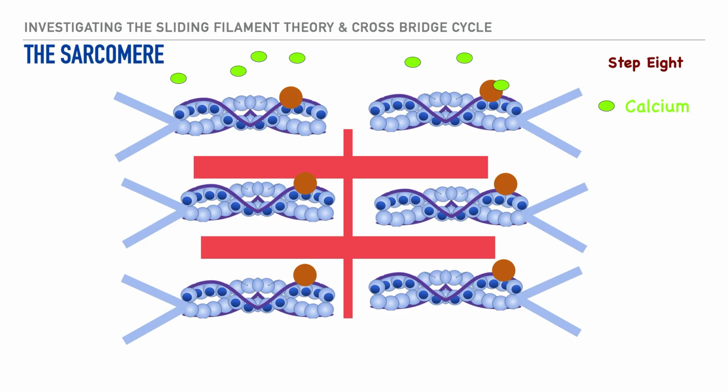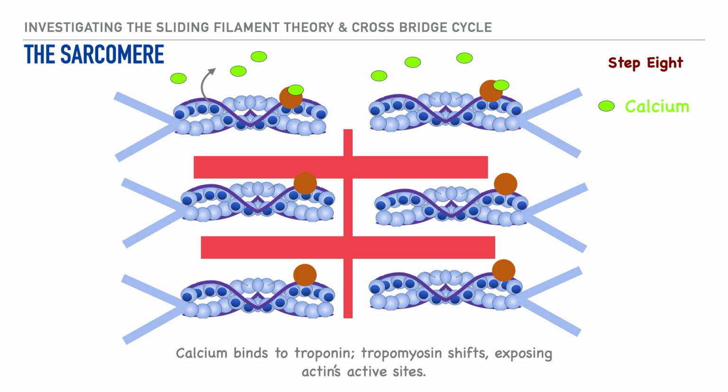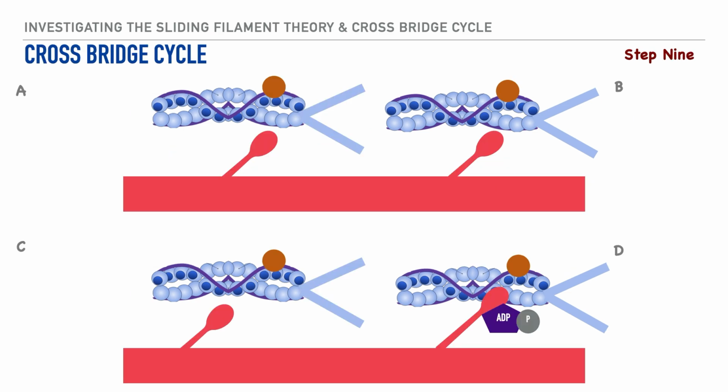So now that we have our sarcomere labeled, let's resume our process. With the release of calcium from the sarcoplasmic reticulum, calcium begins to bind to troponin, and this causes tropomyosin to shift, exposing actin's active sites. Now on this image, we've zoomed in again on the myosin, our pink structure here, and the actin filament, our light blue structure. And what we're showcasing is a series of actions that initiates what we call the cross-bridge cycle.